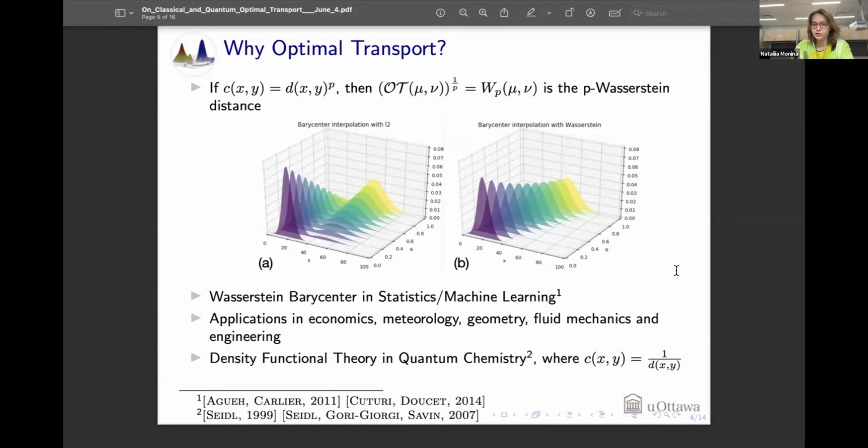Okay, so there are also several applications of optimal transport theory in economics, meteorology, geometry, fluid mechanics, engineering, and so on. Another one that is actually quite relevant to my research group is the applications to quantum chemistry, and more or less the density functional theory. So there are problems of energy minimization of some system of electrons. And it is relevant when you take the cost function that has the form 1 over the distance between the points. So it's relevant to the potential energy, for people who are familiar with potential energy, Schrodinger equations and so on.